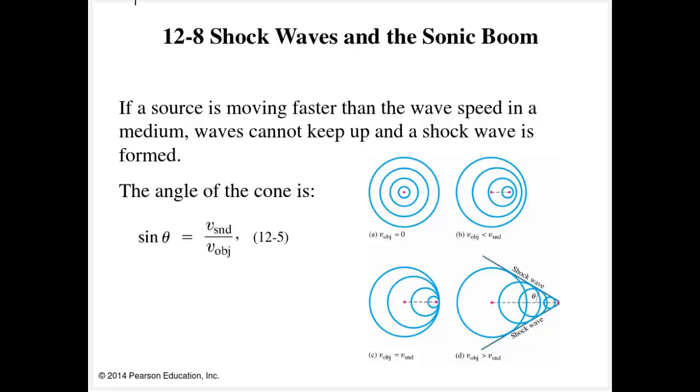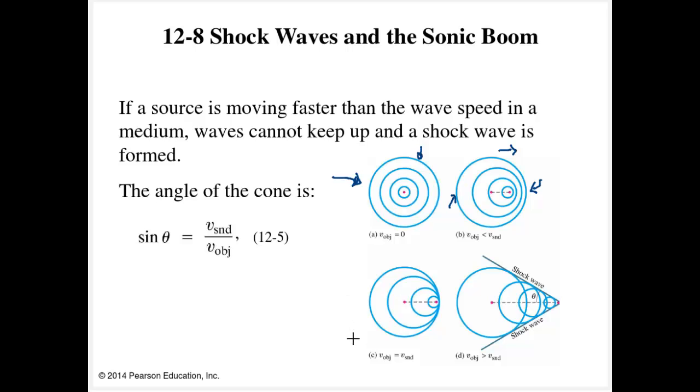Lastly, let's consider Doppler shifts and say, well, what happens if the source is actually moving faster than the speed of sound? If we consider an object that is not moving and it's emitting sound, it's going to emit it essentially in all directions. So it's going to have wavefronts that look like this picture right here. If the object is moving in that direction, then we're going to have the higher frequencies over here, Doppler shifted, and the lower frequencies over here.